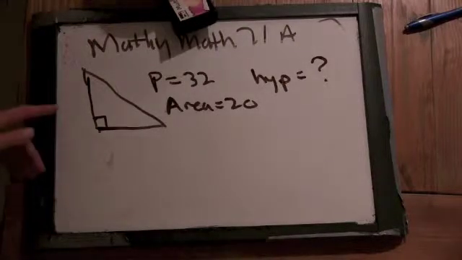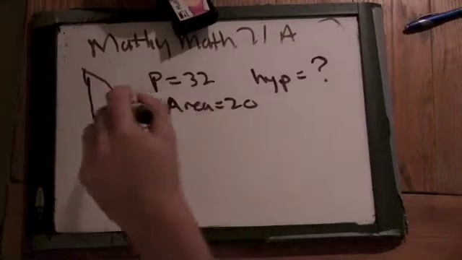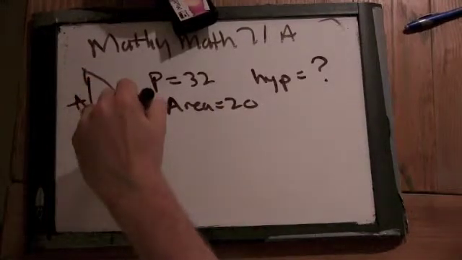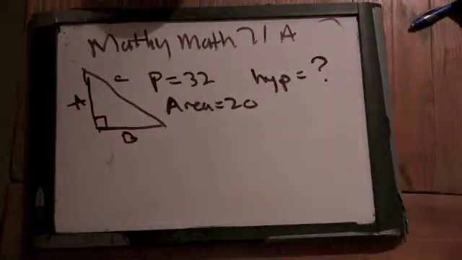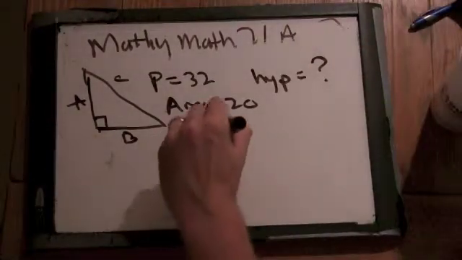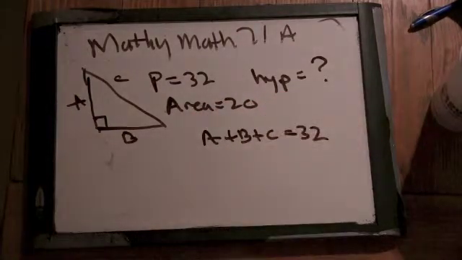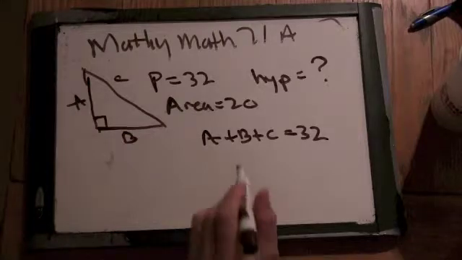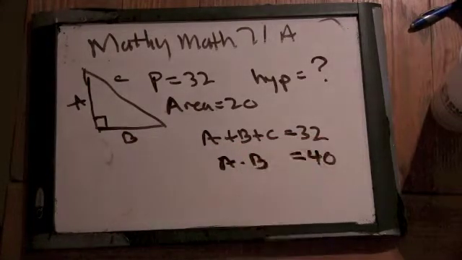Well, if you call the triangle sides A, B, and C, C is the hypotenuse. A and B are the two other sides. Then you get a few equations. You get A plus B plus C is 32. That's the perimeter. And A times B is 40, because A times B over 2 is 20.